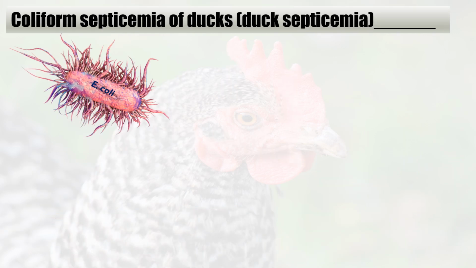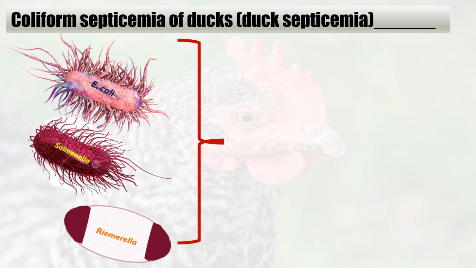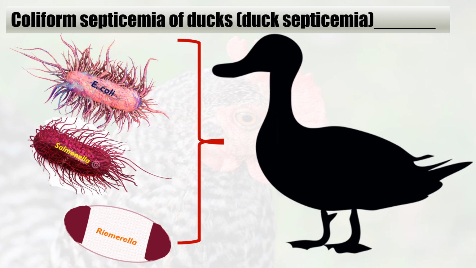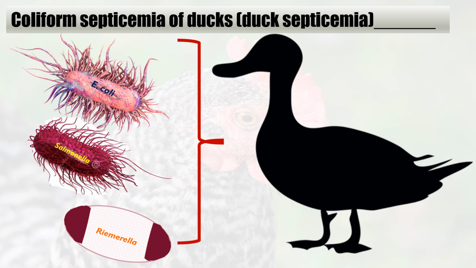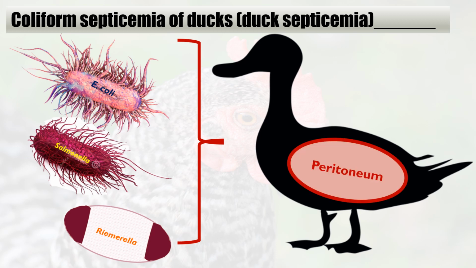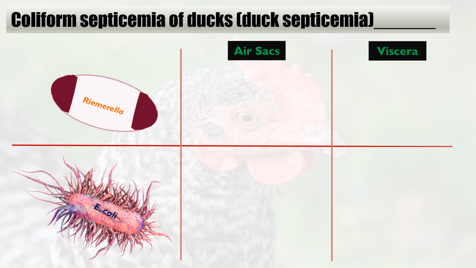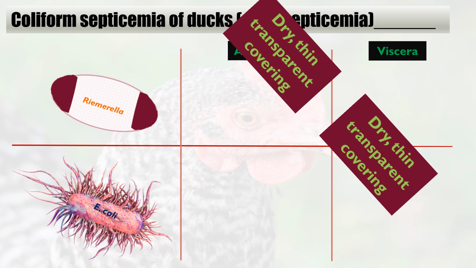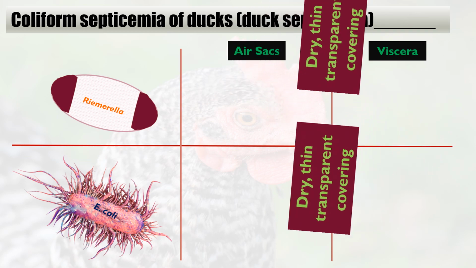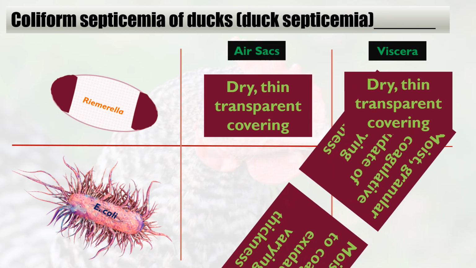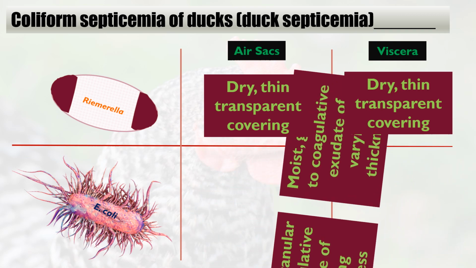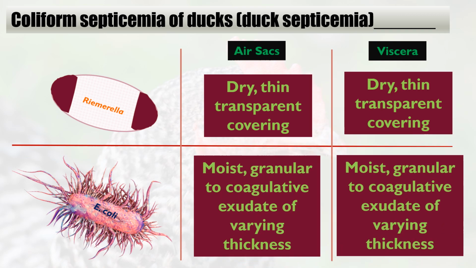E. coli, Salmonella, and Riemerella anatipestifer produce respiratory signs. Air sacculitis, pericarditis, perihepatitis, and peritonitis. In outbreaks of Riemerella anatipestifer, involvement of the air sacs and a dry, thin transparent covering over visceral organs are present. In coliform septicemia, usually a moist, granular to coagulative exudate of varying thickness is present on abdominal and thoracic viscera and surfaces of air sacs.